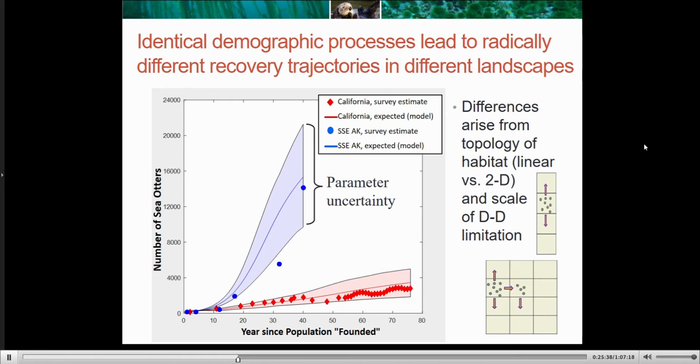This was a rather surprising result to us. It's one we're in the process of writing up right now. We're not necessarily proposing that that's the only difference between these populations, but simply that a great deal of the difference in the regional rates of recovery between southern sea otters and northern sea otters can be explained simply as a difference in, again, the dimensionality of the habitat.